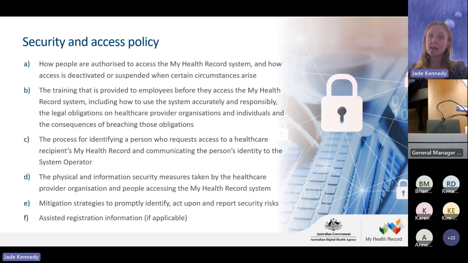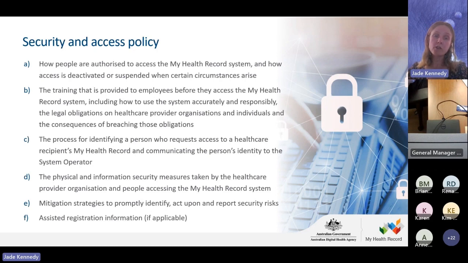Which states that any organisation that wants to register with the My Health Record system needs to establish, communicate and enforce a written policy that covers a range of prescribed topics. And these prescribed topics are what you can see listed on this slide. So it needs to cover how people are authorised to access the My Health Record system, including suspending or deactivating access in certain circumstances, for example, when a person leaves the organisation or if they have their account compromised.